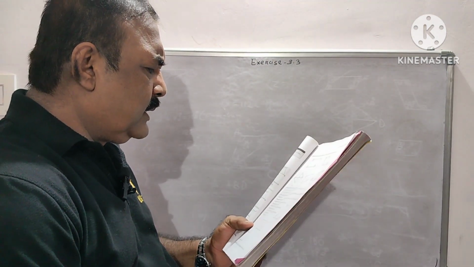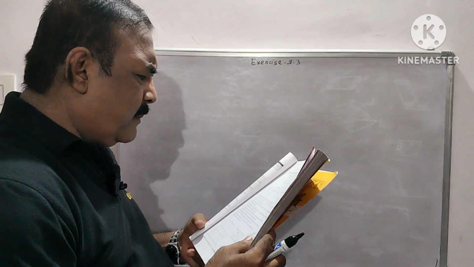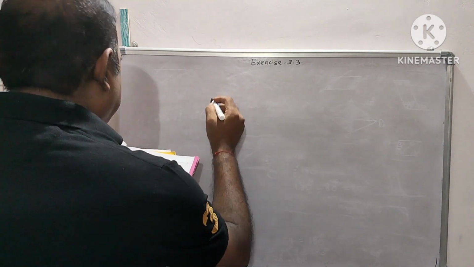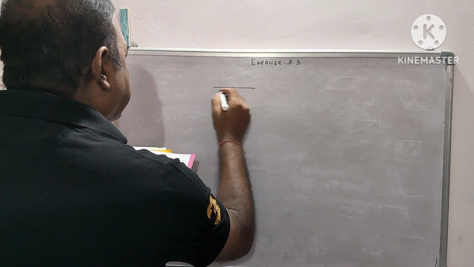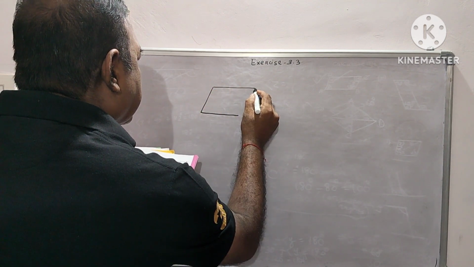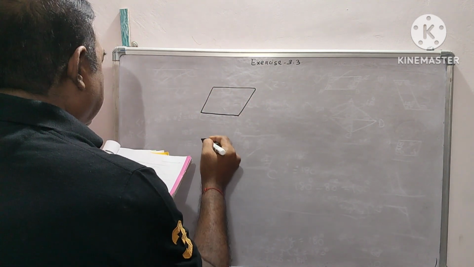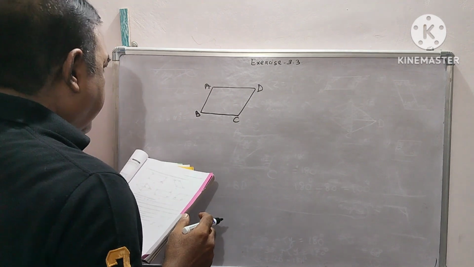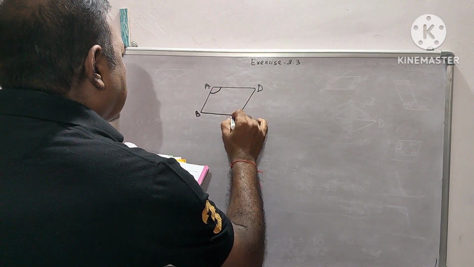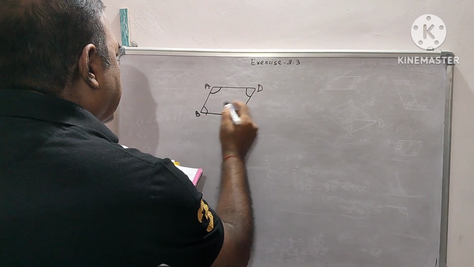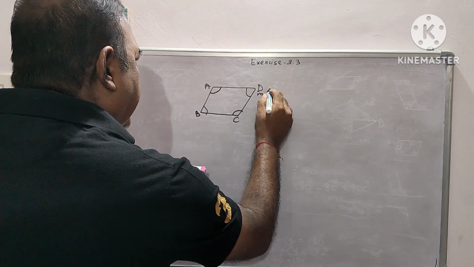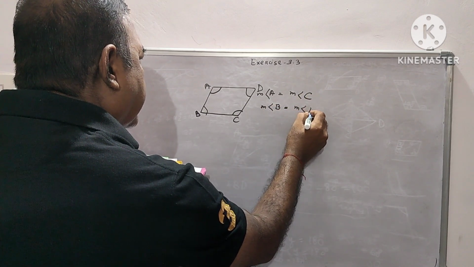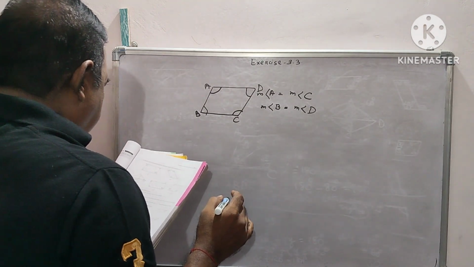It's a beautiful question. You see, can a quadrilateral ABCD be a parallelogram if the measure of angle D plus the measure of angle B is equal to 180 degrees? ABCD, it is a parallelogram. Already we know that the opposite angles are equal in measure. So measure of angle A is equal to measure of angle C, and measure of angle B is equal to measure of angle D. So what condition is given here?